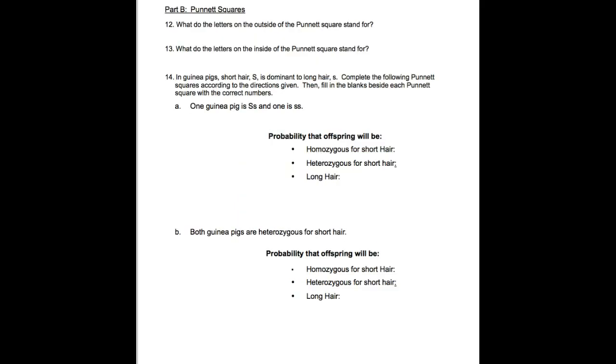So let's look at number 14. In guinea pigs, short hair is dominant to long hair. So let's write this out over here to help us keep our information straight. So short hair, capital S, is dominant to long hair. Let's put little s, long hair. It's hard to tell because S's look the same, big and small, but we'll make sure we write big S's and little s's. So in guinea pigs, short hair is dominant to long hair. Complete the following Punnett squares according to the directions given.